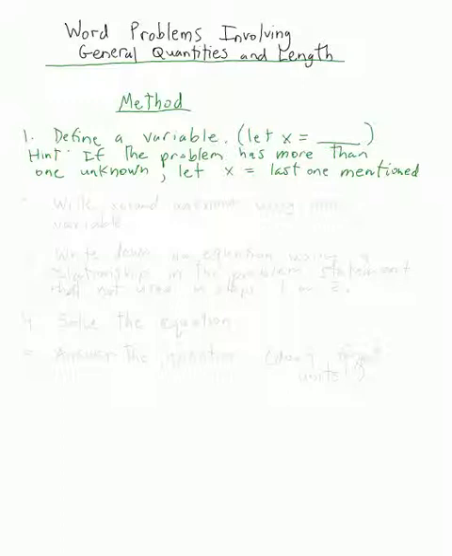So, step 2. We're also going to, at this point, write the second unknown using the same variable. That doesn't mean it's going to be x also, but it might be x plus 5 or 3x or something like that. So it's going to have something to do with the last variable.